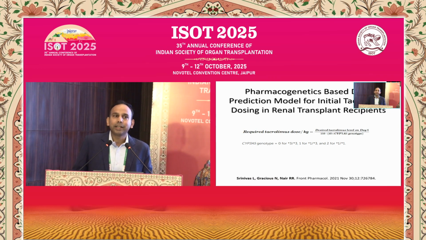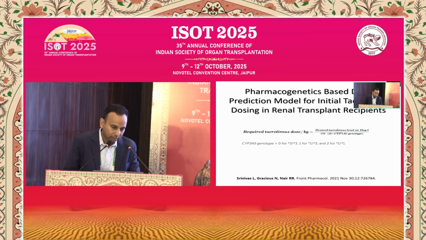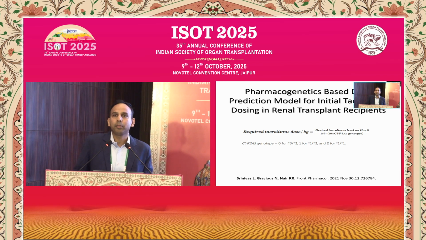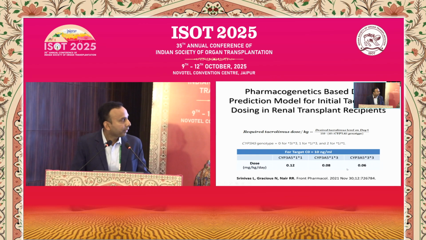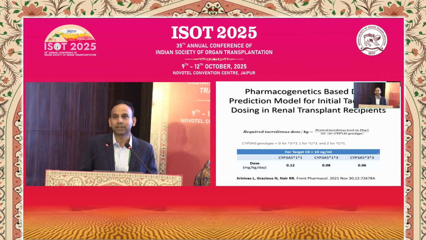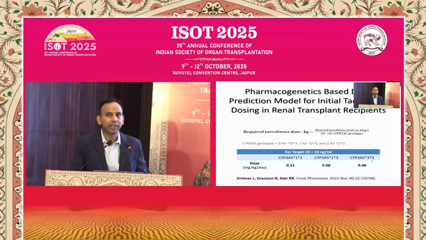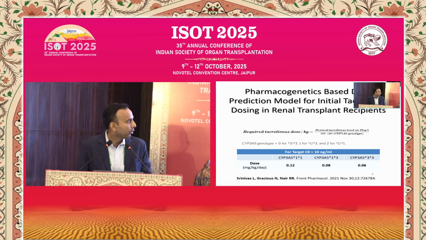In another study from South India, they tried to develop a predictive model based on pharmacogenomics, and depending on this model, if we target a C0 of 10 nanogram per ml, which is a common range in the early post-transplantation period, it again gives us a dose of 0.12 mg per kg for the expressors and a dose around 0.06 mg per kg for the non-expressor phenotypes.